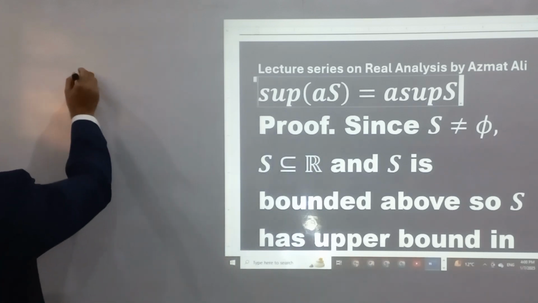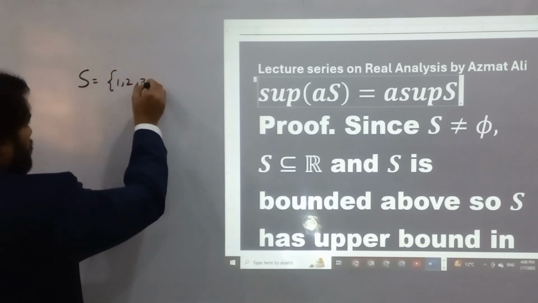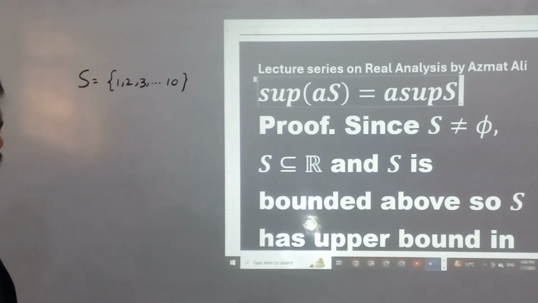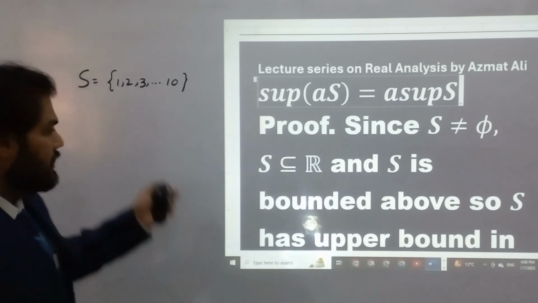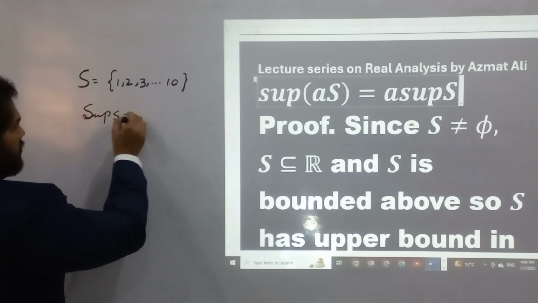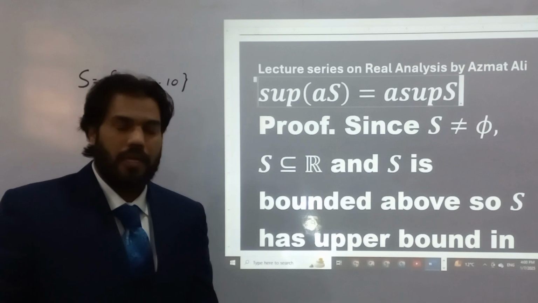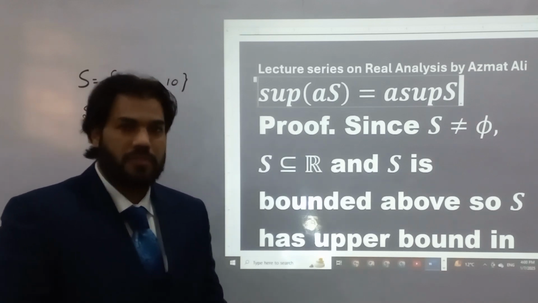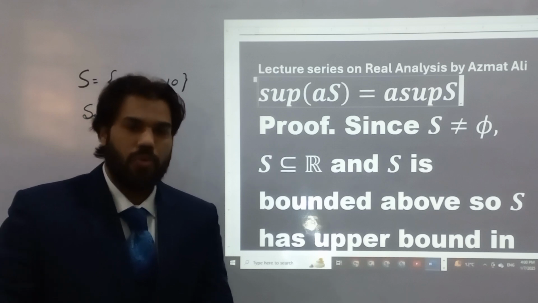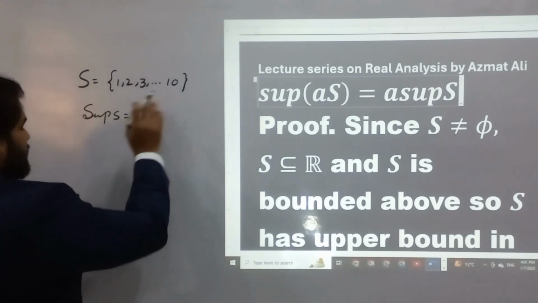Suppose our set S is simply the first 10 natural numbers. What is the supremum of this set S? The supremum of set S is 10. You know, the supremum is a least upper bound, and the least upper bound is an element which is always greater than or equal to all elements of the set. So supremum of set S is 10.